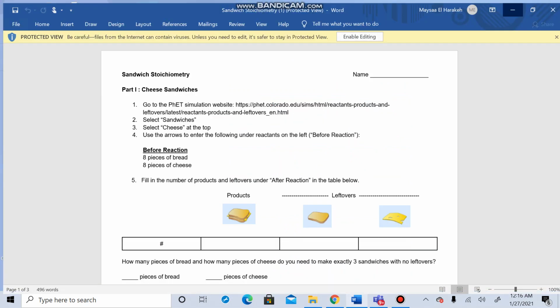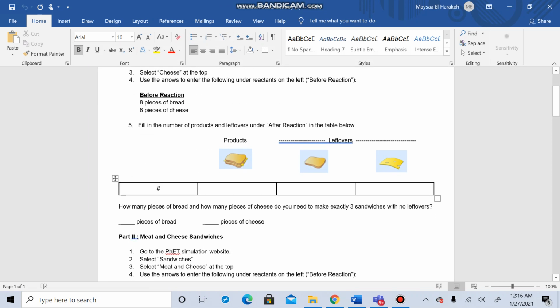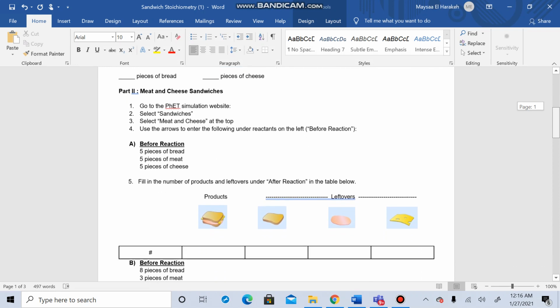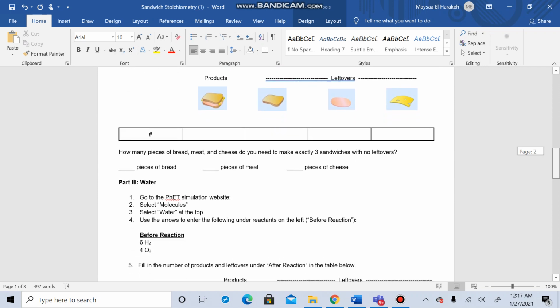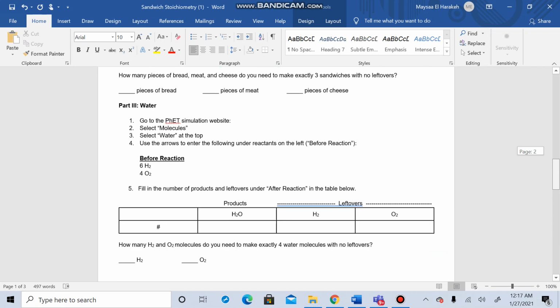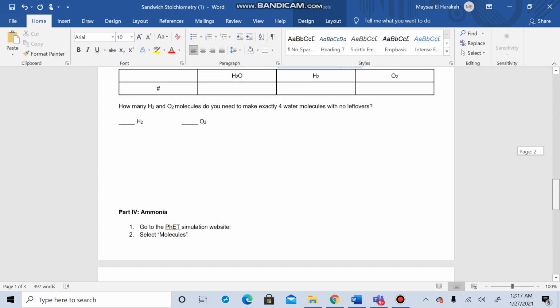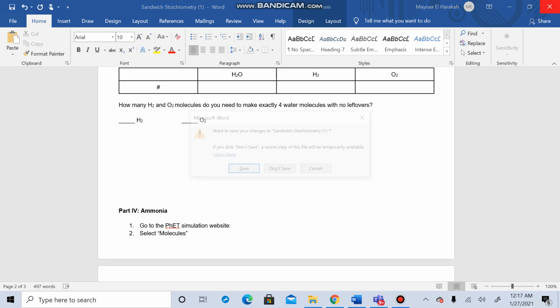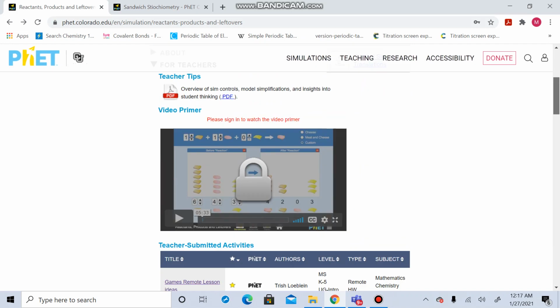So here I clicked on the sandwich stoichiometry, and then I send this to my student. They can just directly click here. For example, if they put 8 pieces of bread and 8 pieces of cheese, they're going to check for the amount of products and leftovers. And then this Word document is going to take them step by step all over the whole simulation, until they get the idea of what leftovers mean. They can relate the amount that they're getting to the amount that's present in the reaction. And then at the end, it's going to take them to the games, and in the games they can go from low level to high level.